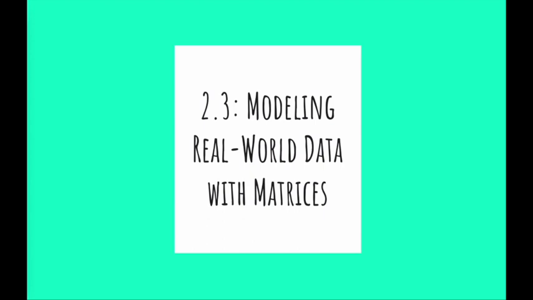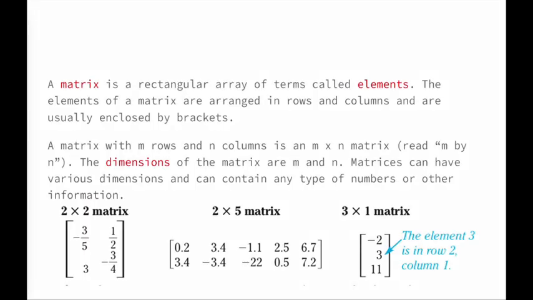Modeling real-world data with matrices. So, what is a matrix, other than a really awesome movie? A matrix is a rectangular array of terms called elements. The elements of a matrix are arranged in rows and columns and are usually enclosed by brackets.